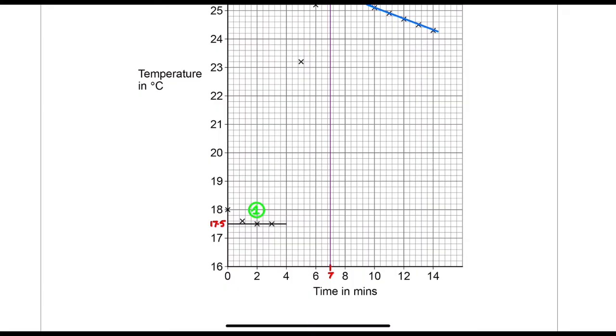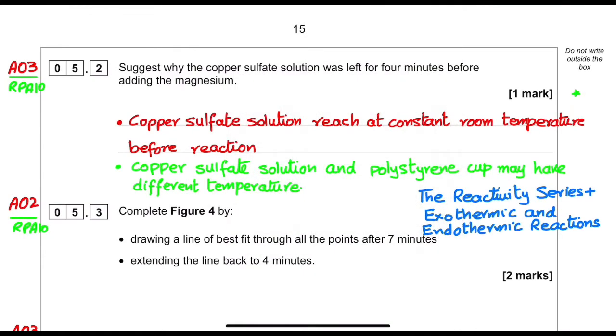Or the student can write the other option, the copper sulfate solution and polystyrene cup may have different temperatures before the reaction and it can affect the investigation. Therefore, copper sulfate solution and polystyrene cup are left for 4 minutes so they can reach to a constant temperature. Let's see the model answer. Copper sulfate solution reaches at the constant room temperature before the reaction. Or the student can write the other option, copper sulfate solution and polystyrene cup may have different temperature, so they must be at the same temperature before the investigation.